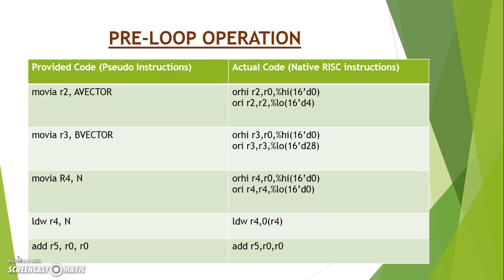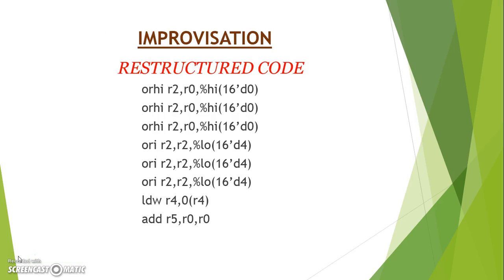The left part of the table represents the pseudo instructions which have to be changed to native RISC instructions. But this sequence of code has data dependency and hence had to be improvised. The code is improvised by restructuring or reordering it so as to avoid data dependency.